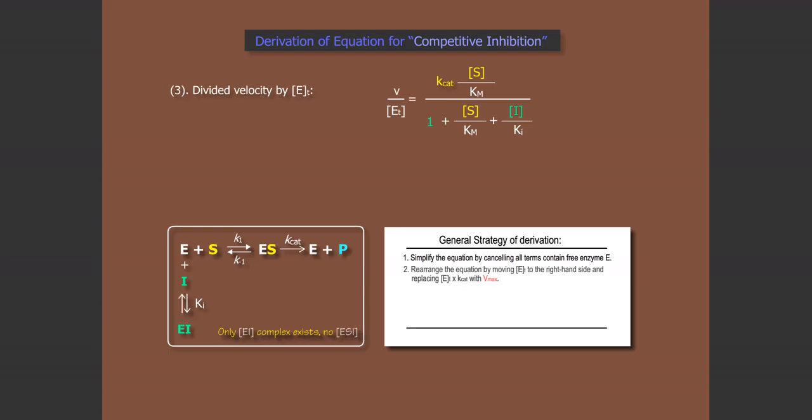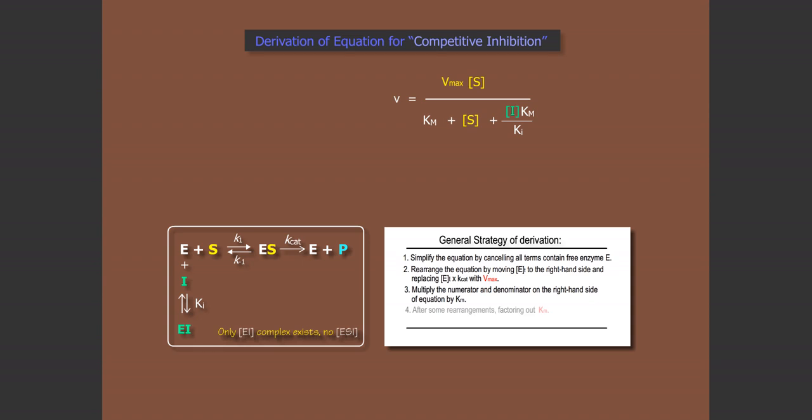Second, rearrange the equation by moving ET to the right-hand side and replacing ET times Kcat with Vmax. Third, multiply the numerator and denominator on the right-hand side of the equation by Km. Finally, after some rearrangements, factor out the term Km.